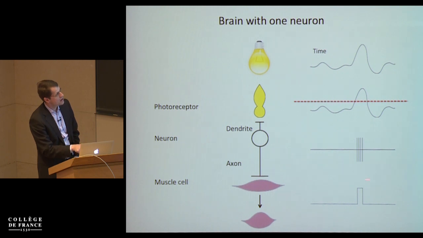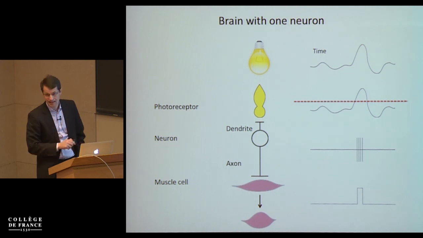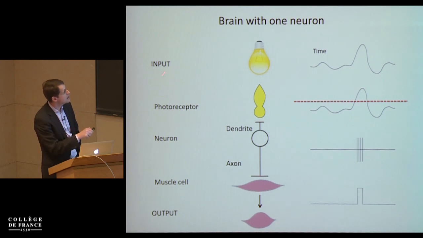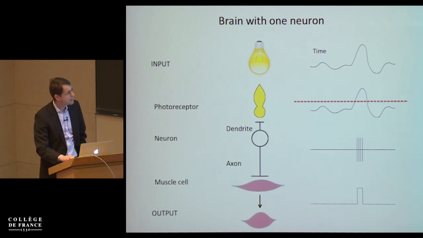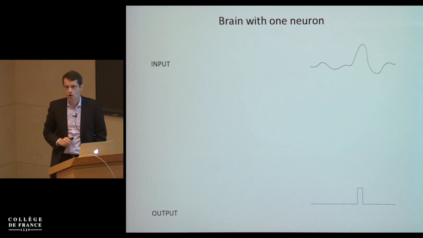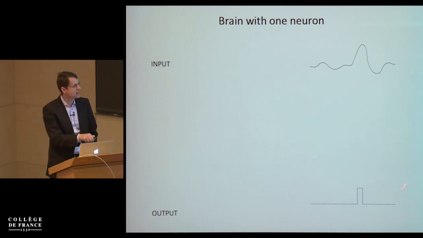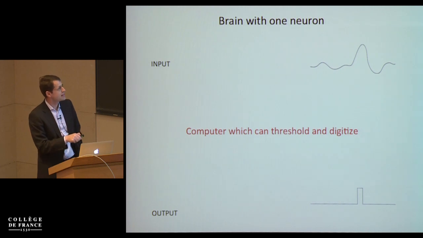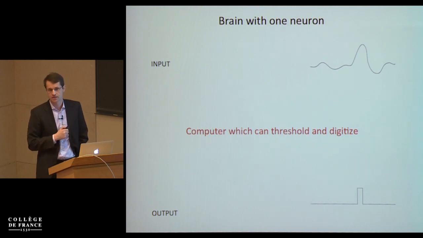And the output is sort of proportional to this change in light intensity right here. So again now, there is an input and output, but this is much more complex now. So we have an input and the output does not resemble it. So even with a single neuron, this is a computer which can do two things. It can threshold and digitize the signal before transmitting.